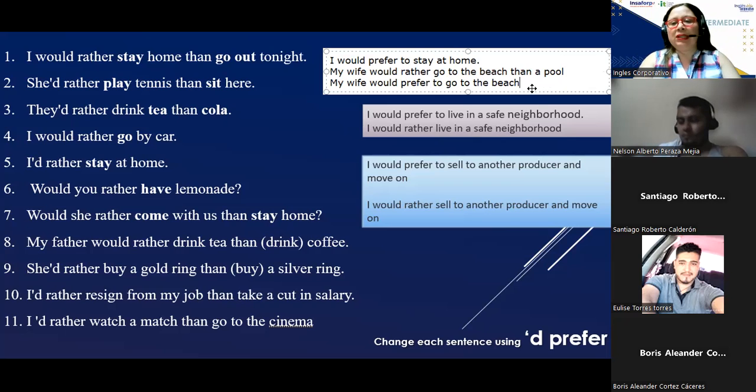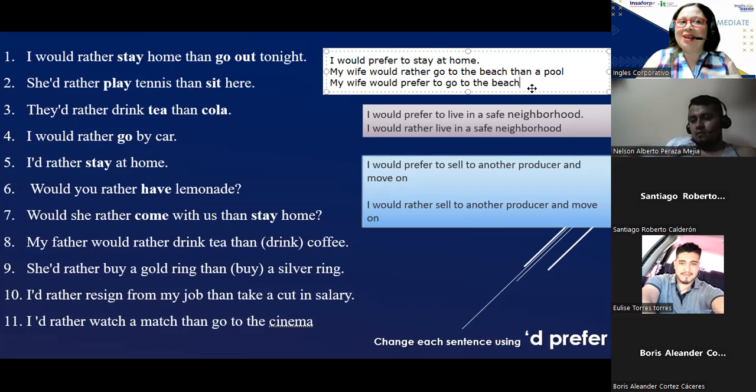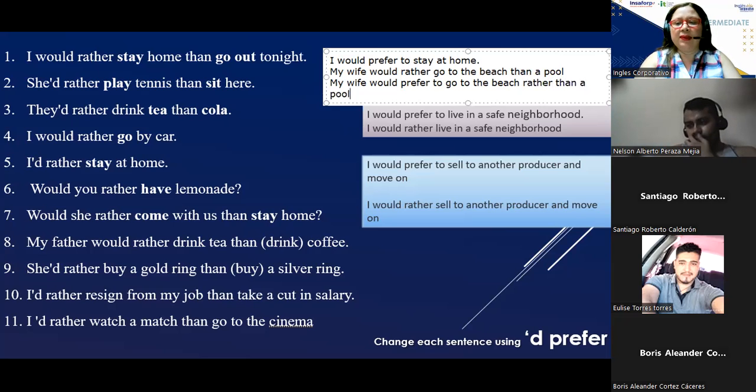combinado, como decía al principio, combine. You can combine, for example, in this case, my wife would prefer to go to the beach. And again, I'm going to say to instead of than, porque cuando usamos prefer, usamos to en vez de than, okay? So we could also say rather, okay? Rather than a pool. And it's correct too, okay? We can combine, would prefer to go to the beach rather than a pool.